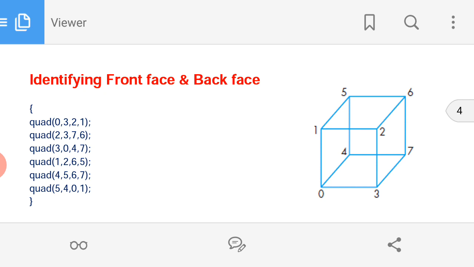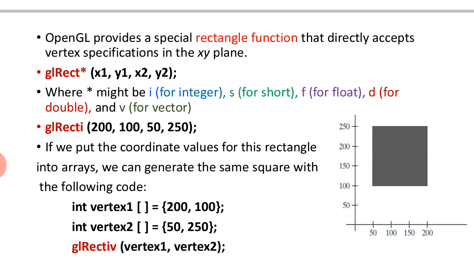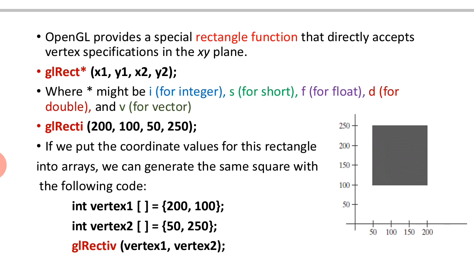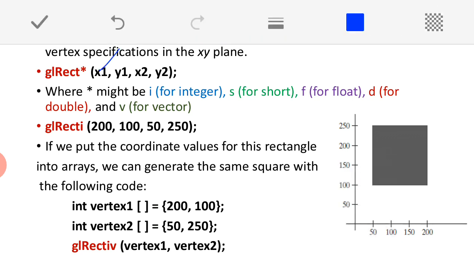Now we will move on to one ready-made function which is available in OpenGL. This function is glRect, which comes with 4 parameters. What are those parameters? They are x1, y1, x2, y2, these are the 4 parameters.